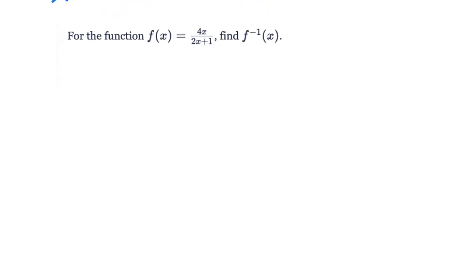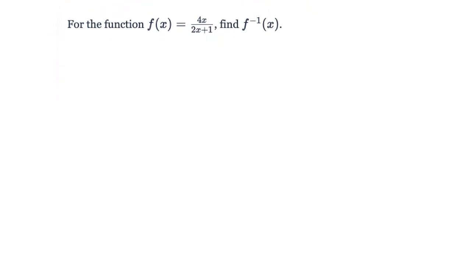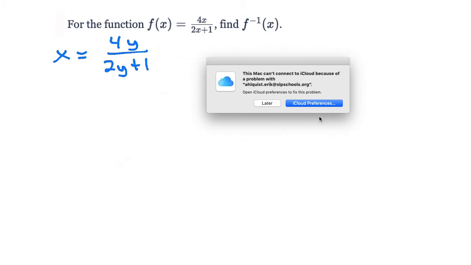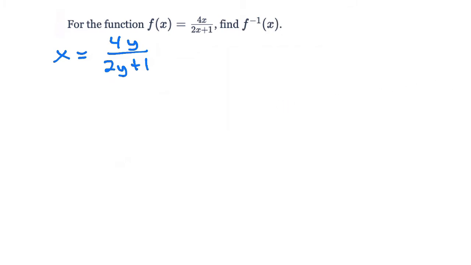All right, last one is a little bit more challenging, so we'll do our best to do this one. First thing we're going to do is switch the x and the y. This one is arguably a little more challenging to solve for y, so we have to figure out how to do that. Here's what I'm going to do. I'm going to multiply both sides by 2y plus 1.